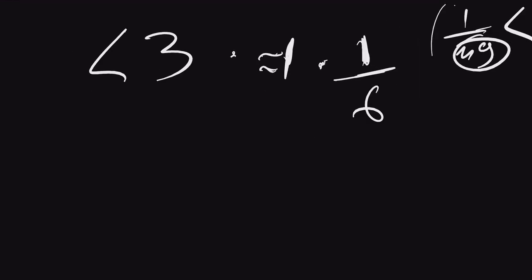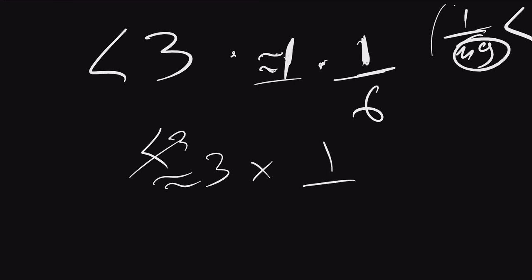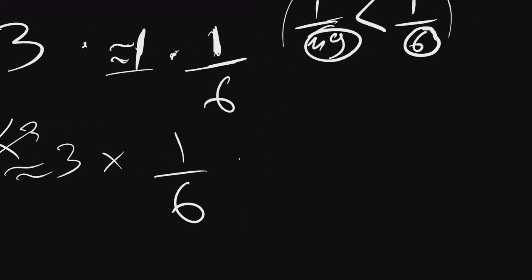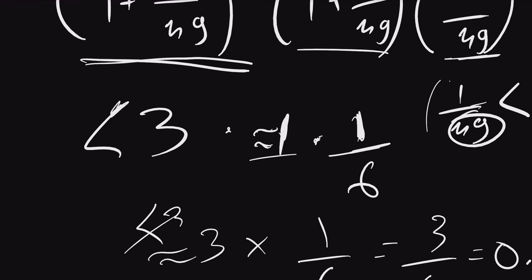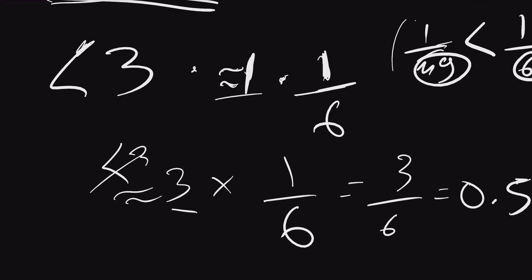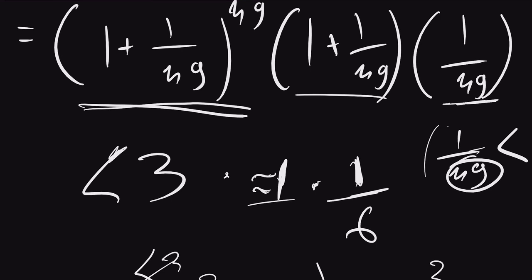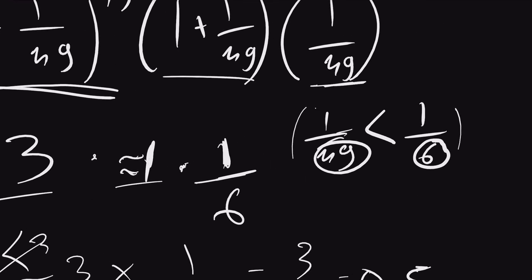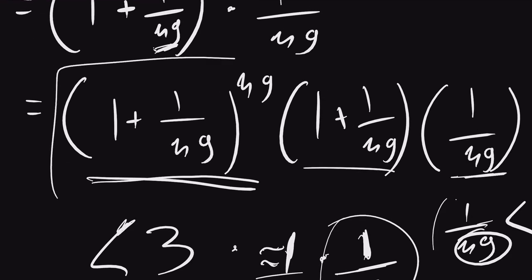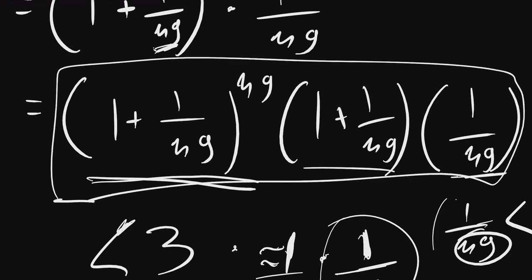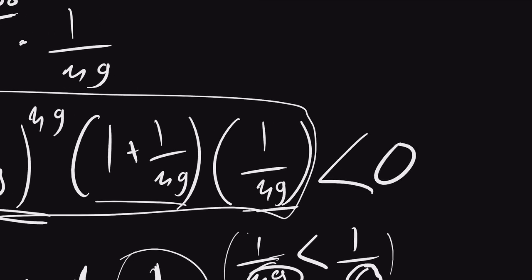Alright, so now what we obtain is, let's ignore this one right here. We have a number that is less than 3. We can approximate it as 3 times 1 over 6. That number is going to equal 3 over 6, which is equal to 0.5. And the approximations we made: in our calculation we used 3, and we know that 1 plus 1 over 49 to the 49 is less than 3, and we used 1 over 6, and we know 1 over 49 is less than 1 over 6. So we know that this thing right here is less than 0.5.